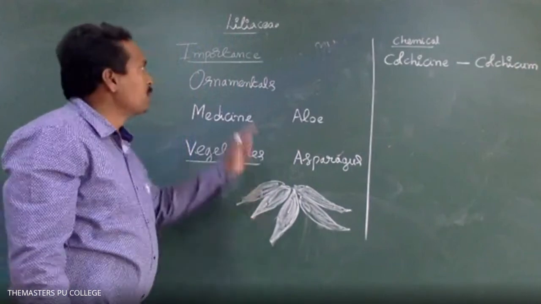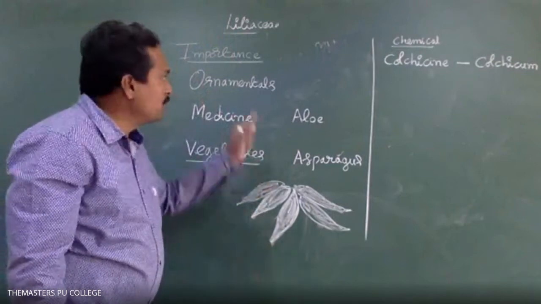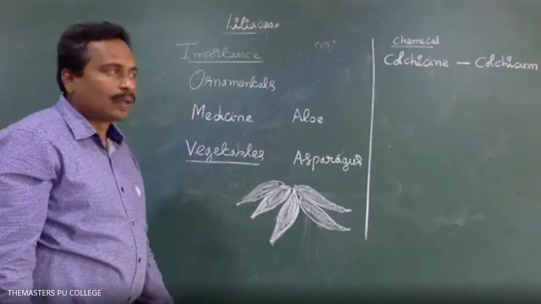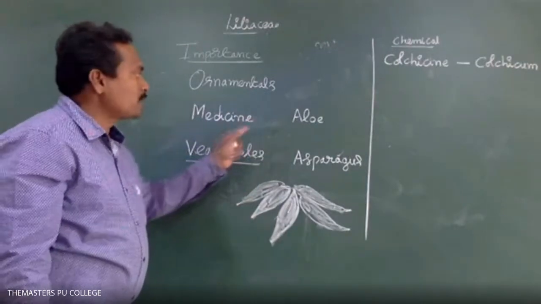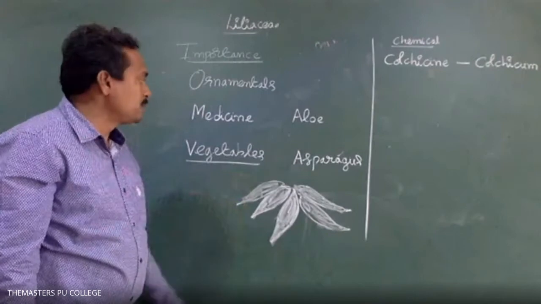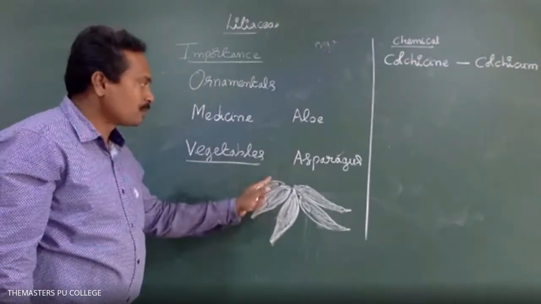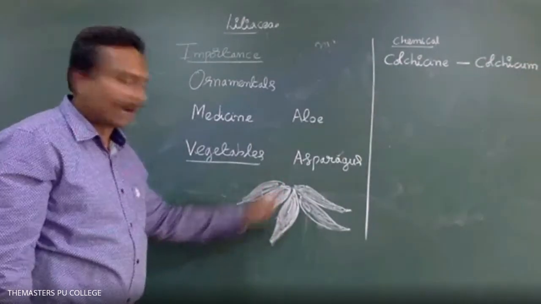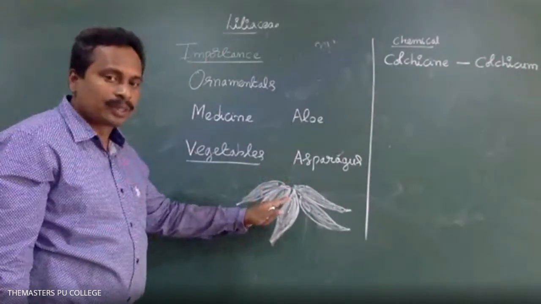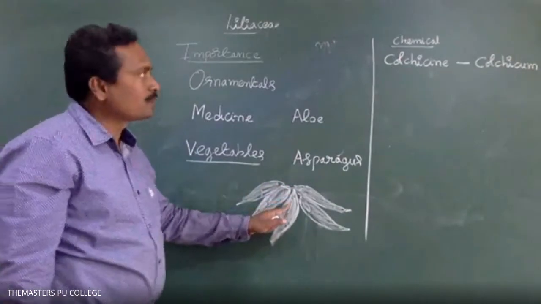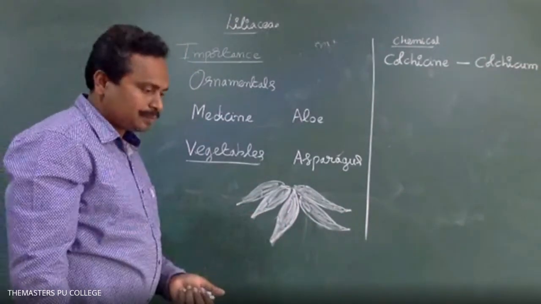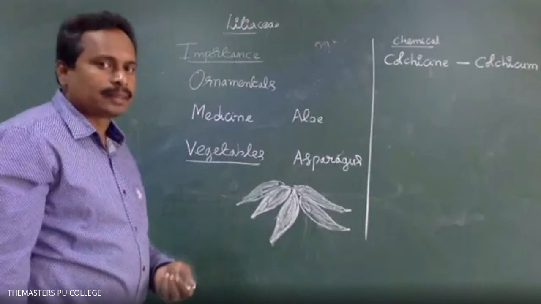Some of the plants are cultivated as ornamental plants, like tulip and gloriosa. Aloe vera plants are used for the extraction of medicine. Some plants with tuberous roots are used as vegetables. Asparagus tuberous roots are used as a vegetable. Sir, we can write onion and garlic also for vegetables. Yes, we can also write onion. Liliaceae family.